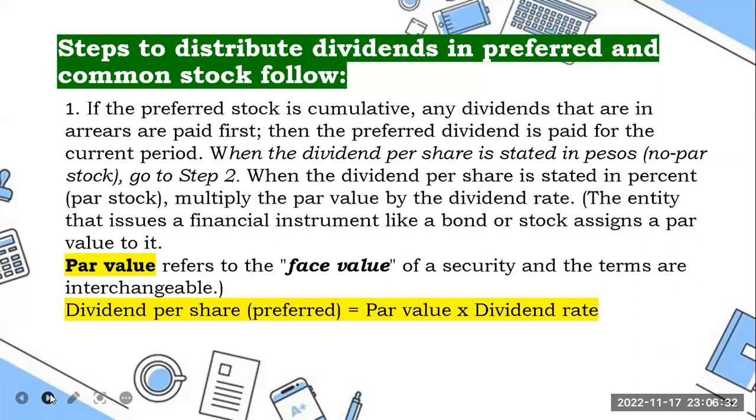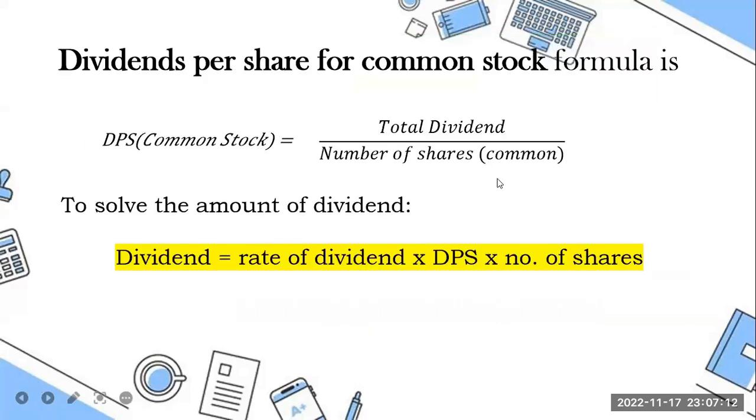The entity that issues a financial instrument like a bond or stock assigns a par value to it. So what is par value? Par value refers to the face value of a security, and the terms are interchangeable. Okay, so the formula naman for dividend per share for the preferred is equal to par value times the dividend rate. So multiplication naman for dividend per share ng preferred stock. Pag common stock, ito, divide.